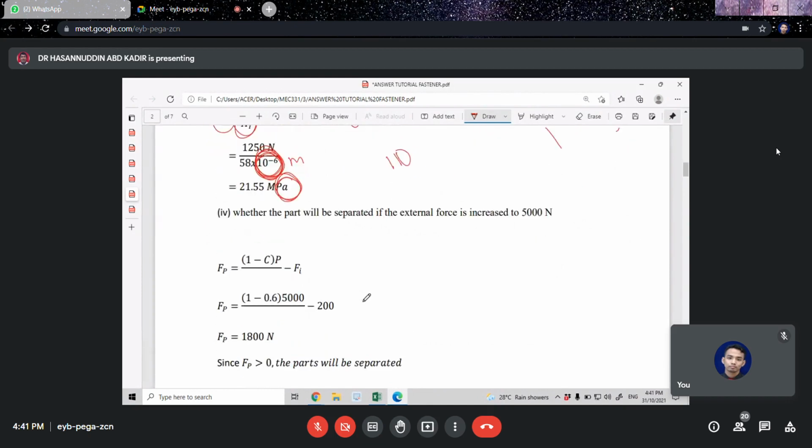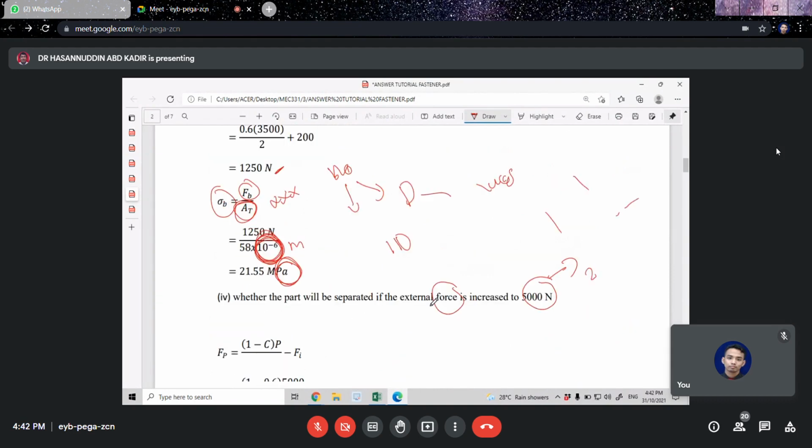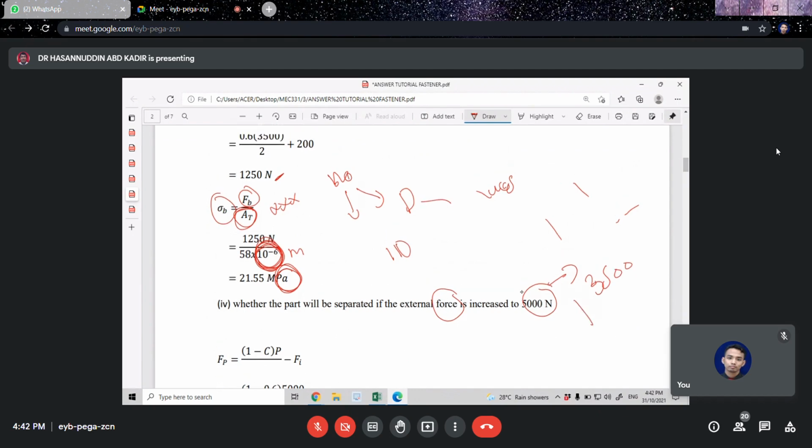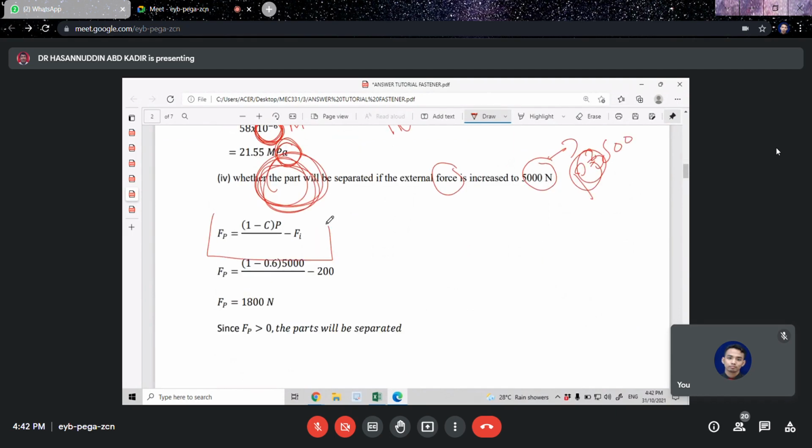Okay, there is another condition. Whether the part will separate if the external force is increased to 5,000. So this value will increase. Before this it was 3,500. This one is our P, the value of P here. So when we talk about the part, go to your formula for the part.